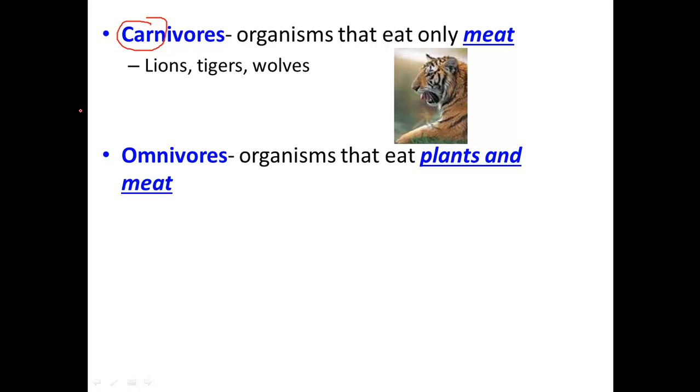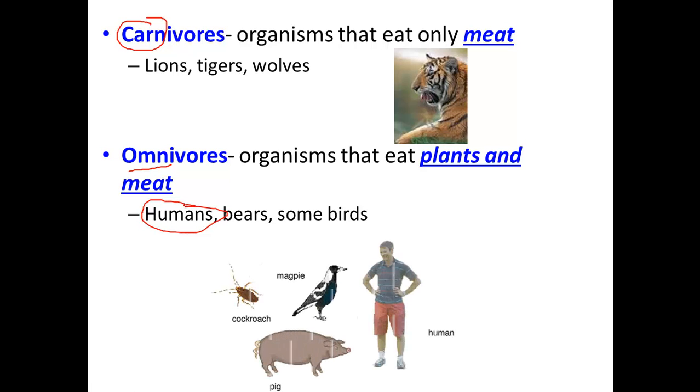Now most humans are considered omnivores. Omnivores are organisms that eat plants and meat. So as long as you're not a vegetarian, you might have for dinner a steak with some salad. You're eating plants and you're eating meat. So bears are considered omnivores, and some birds eat both plants and meat.